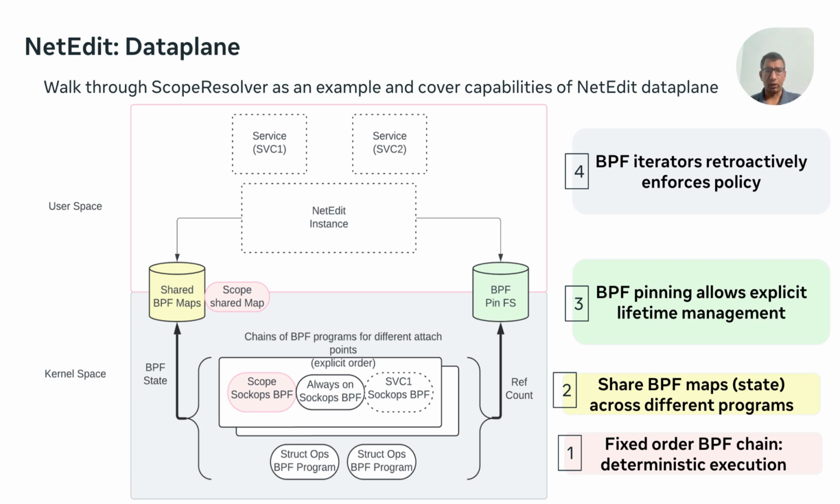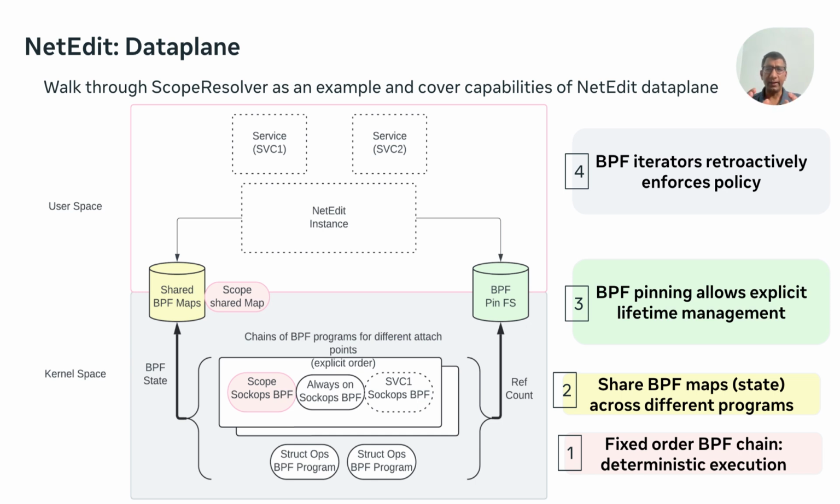Once we run the scope resolver and we have a result, this result has to be made available to all the other eBPF programs. We do this through shared maps. A shared map is nothing but an eBPF map that is pinned and shared with programs across all the attach points.